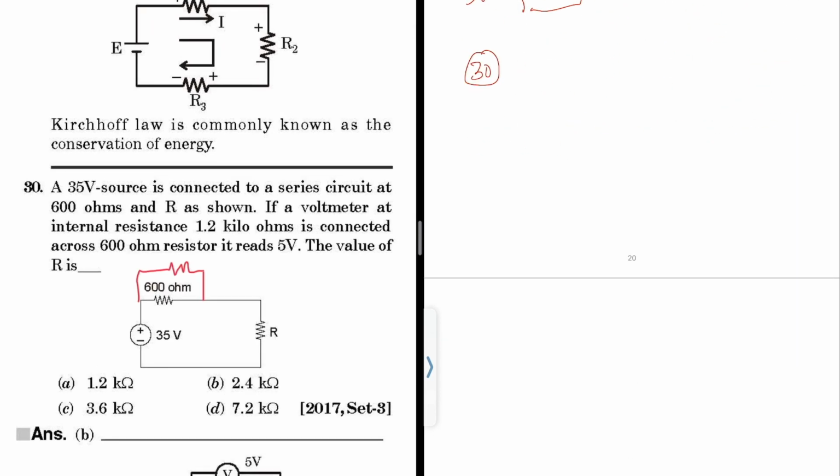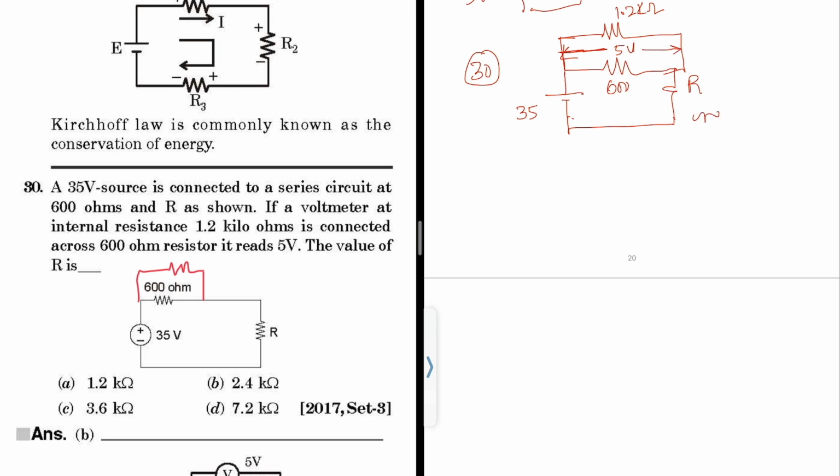See, they have given this 35 volt and 600 ohms and resistance R. Now across this, a voltmeter is connected which has an internal resistance of 1.2 kilo ohm. So the 1.2 kilo ohm resistance is there. This is 600 ohm. So the voltmeter reads the voltage across this as 5 volt. Then find the value of R. So now solve this circuit.